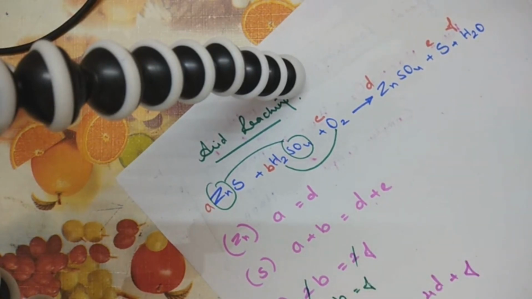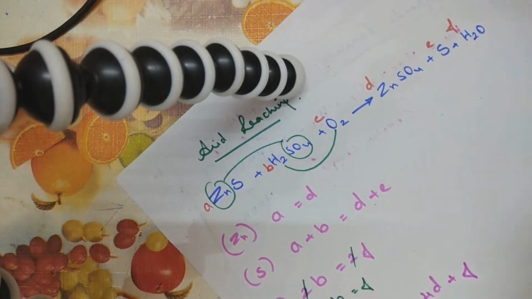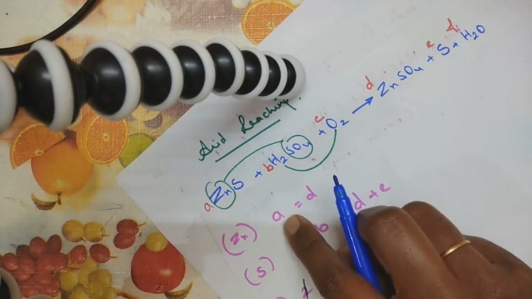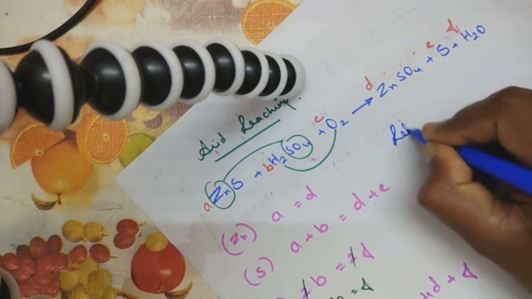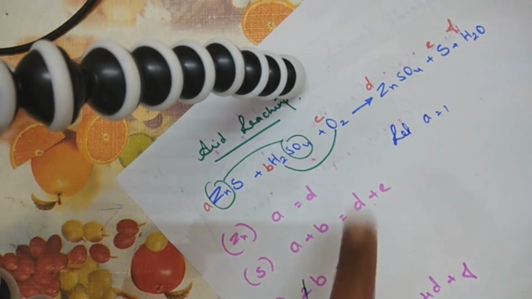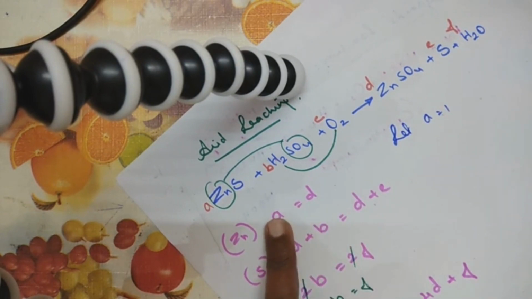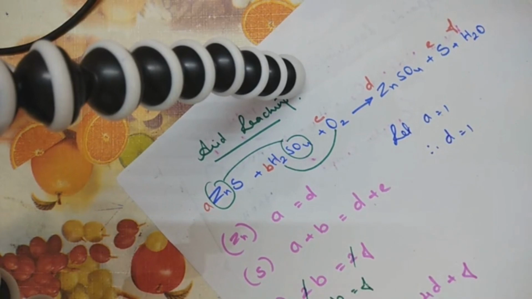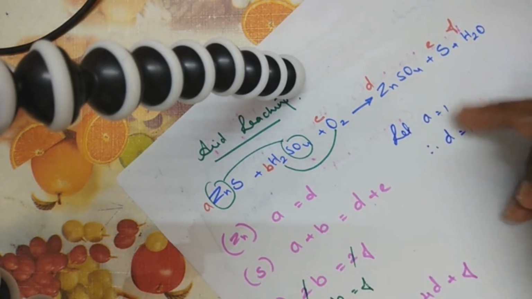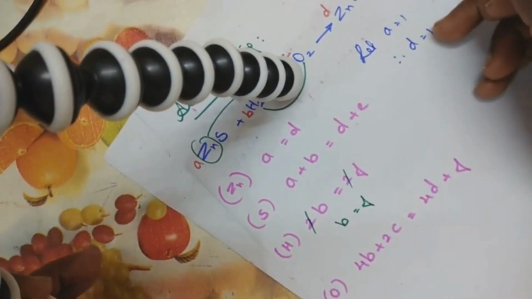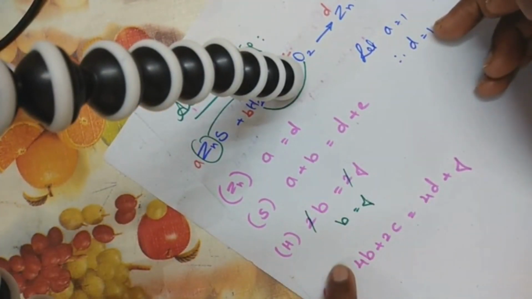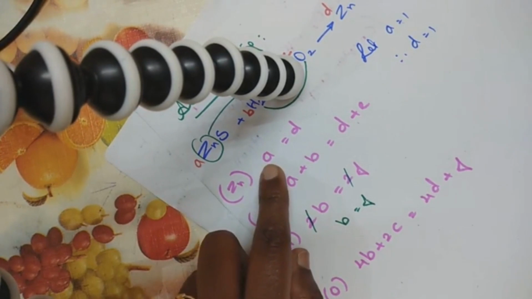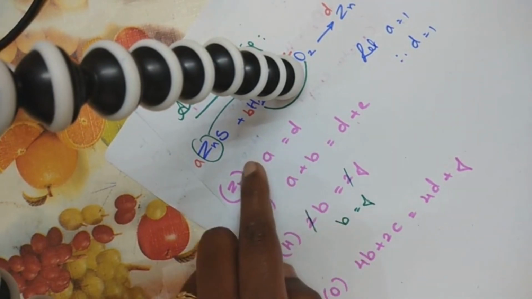Now let's work out the question. Let A be equal to 1. If A is equal to 1, what is D? Therefore D is also equal to 1. Now see if you can substitute these two values anywhere in any of the remaining equations to find out any other value. A is equal to 1, therefore D is equal to 1.